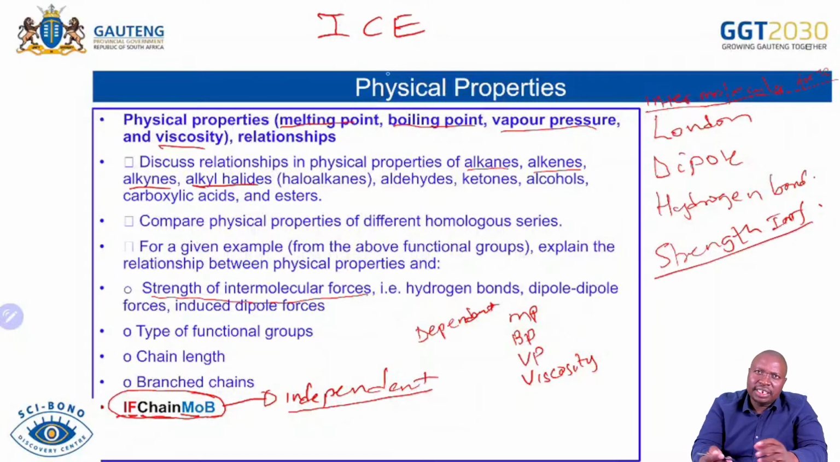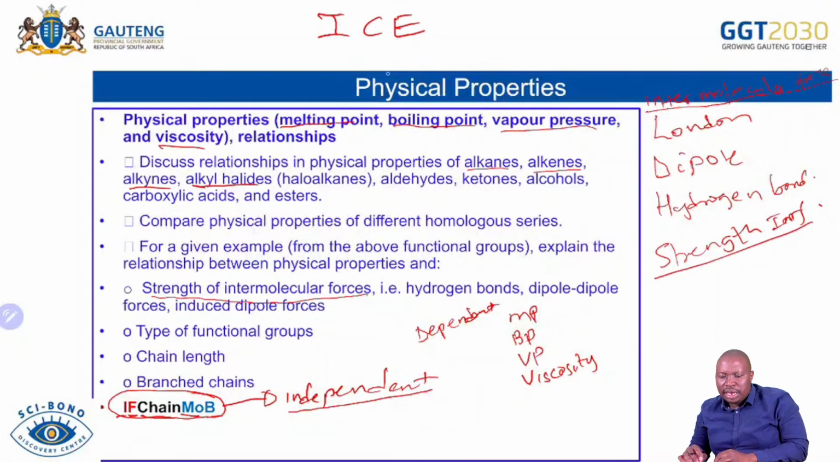So we'll always look at the structure first to say, these structures, what is different amongst them? Remember, that which we are changing is our independent variable, and that which is different will tell us whether we are going to have a higher boiling point, higher melting point, or higher viscosity. I hope you got that.